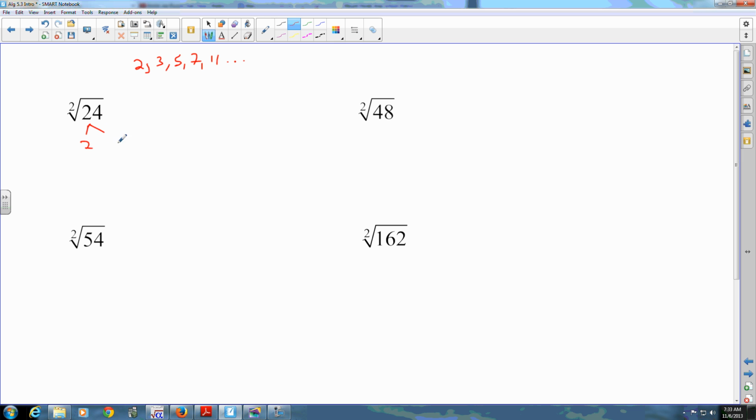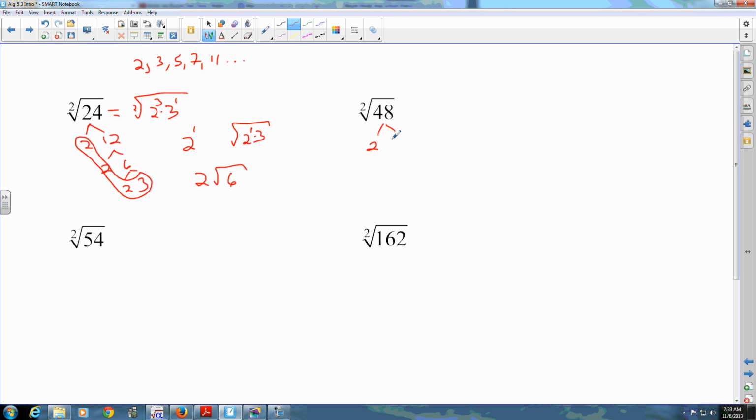2 divides into 24 12 times. 2 divides into 12 6 times. 2 divides into 6 3 times. And these numbers are the prime factors of 24. 2 times 2 times 2 times 3. So this is the square root of 2 cubed, because there's 3 2's, times 3. I'm going to put the 1 there to illustrate the point. 2 divides into 3 once, with a remainder of 1. 2 won't go into 3, so nothing else comes out, and that 3 has to stay put. So this simplified is 2 square roots of 6.